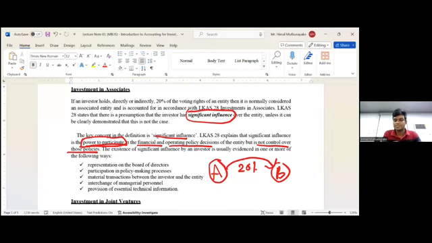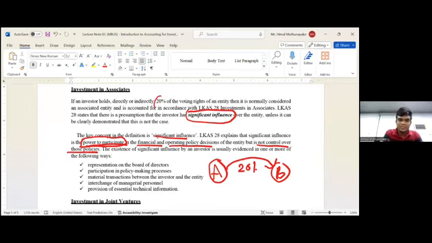Representation on the board of directors. If you have more than 20%, then you can go for the board of directors. Participation in policy making processes, material transactions between the investor and the entity, interchange of managerial personnel, provision of essential technical information. So that kind of relationship is there. Then we can say the company has significant influence over the other company, which makes an associate relationship.